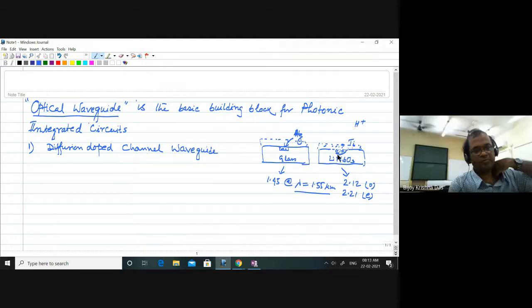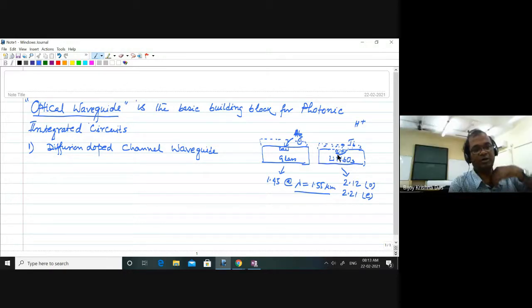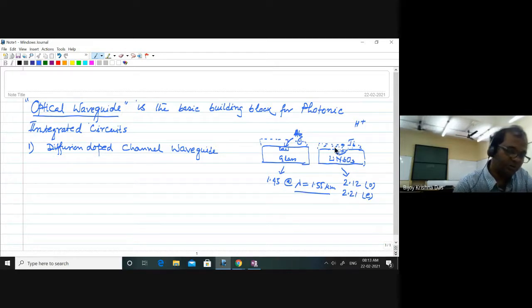Anyone having a question? Sir, you are trying to increase the refractive index for optical confinement, right? Yes, I want it for optical confinement. So H+ or titanium can be incorporated. That is what is called a diffusion-doped channel waveguide.